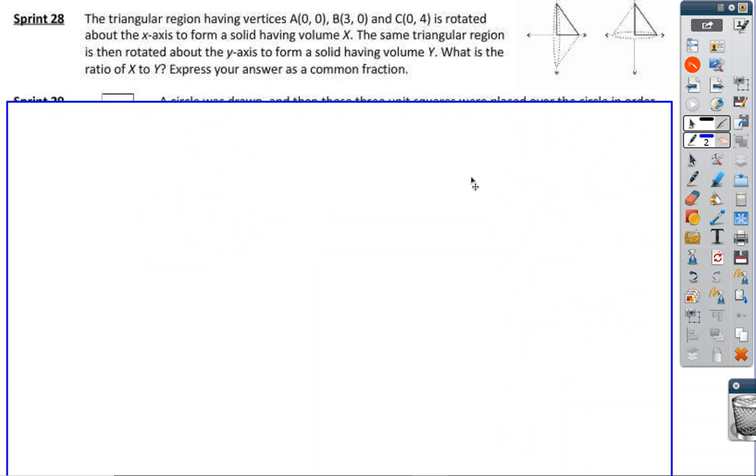All right. A triangular region having vertices (0, 0), (3, 0), and (0, 4) is rotated about the x-axis to form a cone, just like this. The same triangular region is rotated around the y-axis to form a solid cone. All right. What is the ratio of this first cone to the second cone?